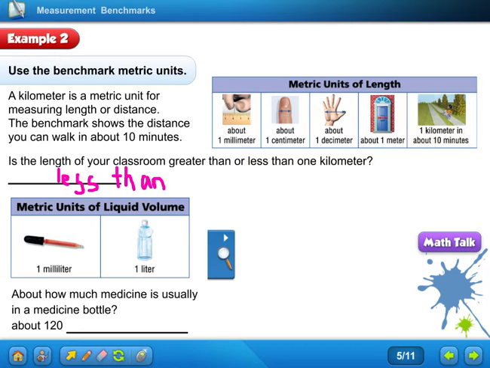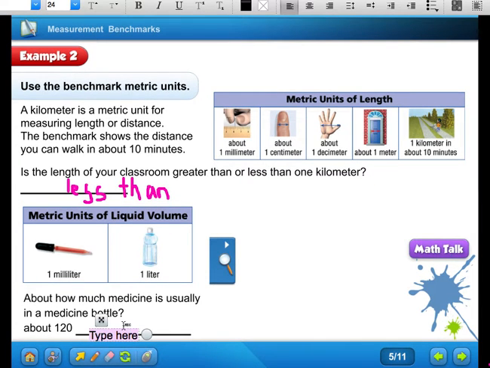Let's see if I can type this one because this one's a little longer. Oh, I just misspelled it. Oh, totally messed it up. Let's fix it. There you go, milliliters. All right, good so far. Let's do one last one.